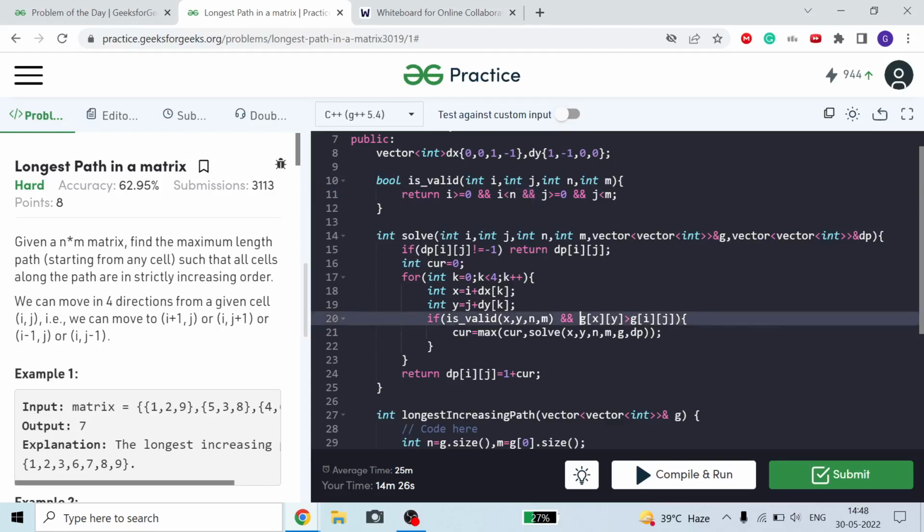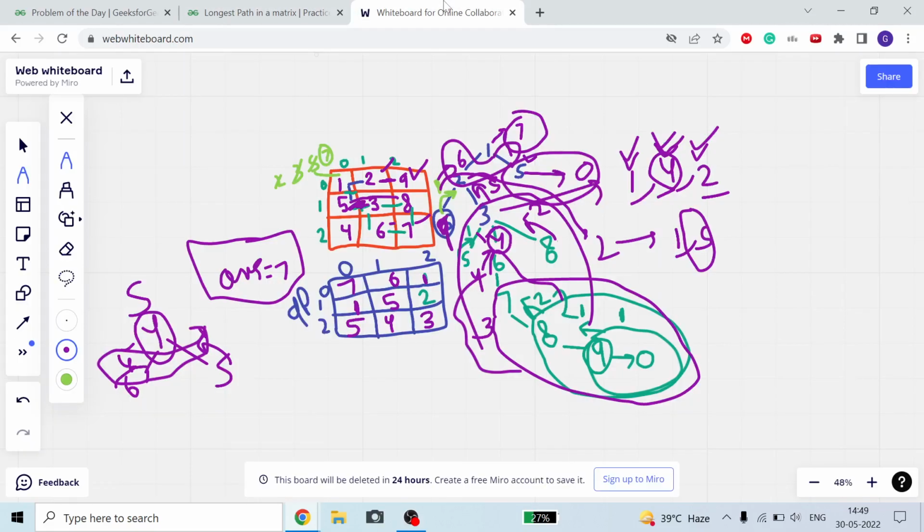Now if it is valid and my g[x][y], my updated block, contains a value greater than my previous block g[i][j], then I update current as the maximum of current and solve(x, y, n, m, g, dp), where n, m, g, dp are the same. At last I will update my dp as current plus 1, meaning current is this path, like for 8 current is this one, and I add 1 because of 8. Now from 8 I have a path of length 1, meaning only 9, so it will return 1.